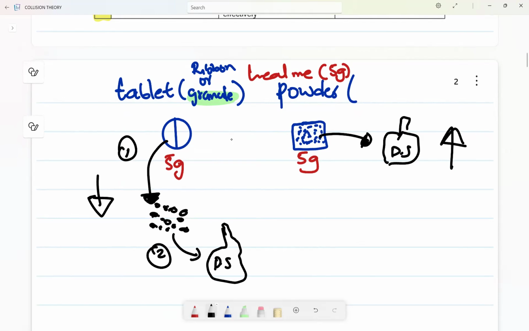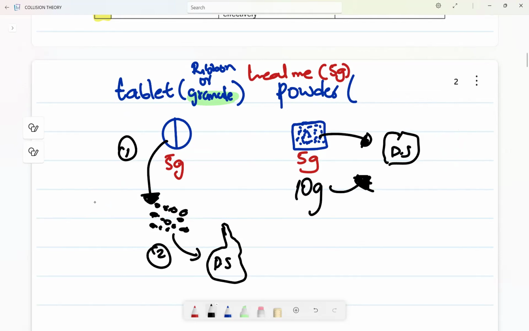We are using a granule, right? And now another thing that's gonna happen is that, okay, you're gonna heal, right? Because you have used 5 grams of that powder. But if you use 10 grams of powder, do you agree with me that you're gonna heal faster? Because now you have more of that same healing pill.